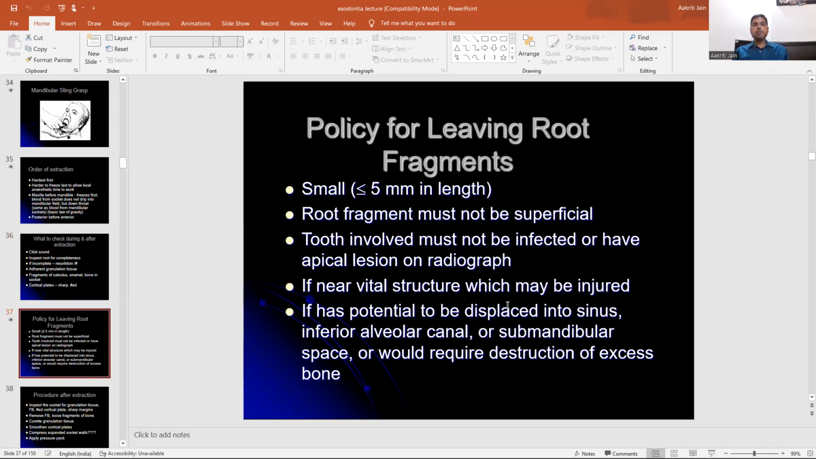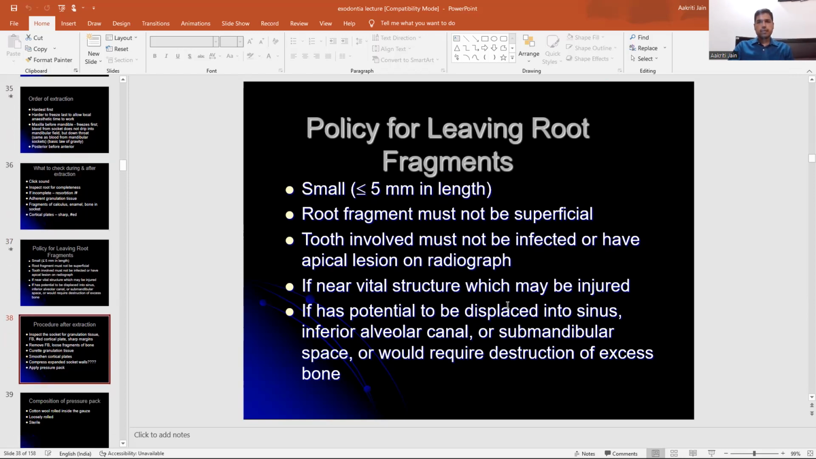Policy for leaving the root fragments: if it is a small root, 5 mm in length, the root fragment must not be superficial. The tooth involved must not be infected or have an apical lesion on the radiograph. If it is near vital structures which may be injured because of the extraction of the root, if it has potential to be displaced into the sinus, inferior alveolar canal, or submandibular spaces, or would require destruction of the excess bone. These are the conditions in which you can leave the root fragment inside the socket.